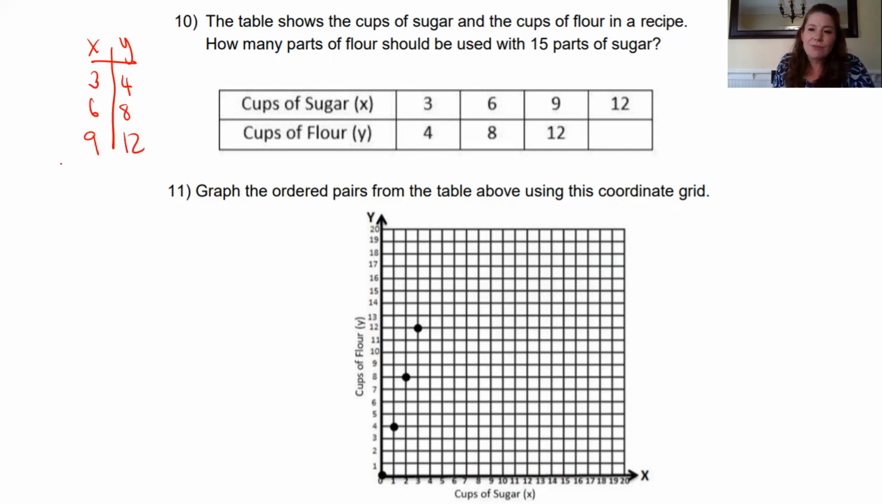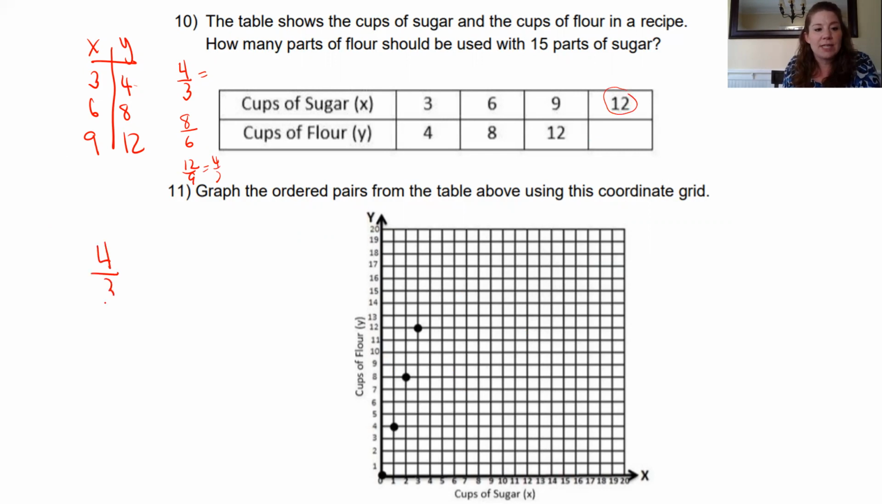So remember, I don't know if we've actually done one of these, but to find the unit rate, how much for 1, I could divide my output, which is my Y value, by my input, which is my X value. So this would be 4 over 3, 8 to 6 would simplify to 4 over 3. 12 to 9 would simplify as 4 over 3. So what if our numerator was 12?